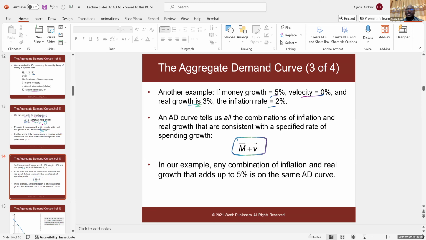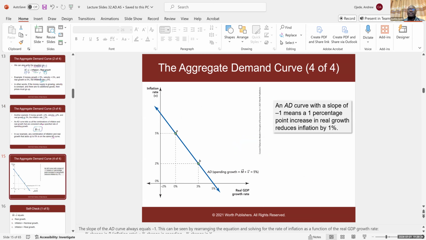Spending growth. So in our example, any combination of inflation and real growth that adds up to 5% is on the same aggregate demand curve. So we're going to talk about this. See that? So any combination, for example, the aggregate demand curve is going to slope downwards. We plot inflation on the horizontal axis and real GDP growth rate on the vertical axis. Inflation on the horizontal axis, what? Real GDP growth.